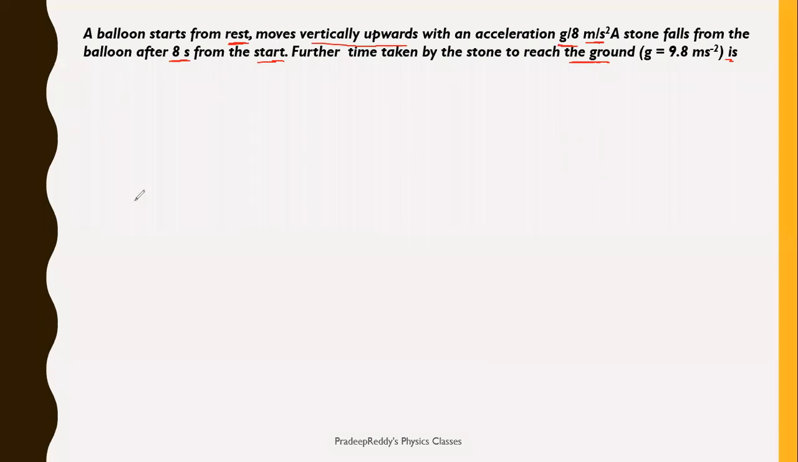A balloon starts from rest. Say like this is a balloon. Right? This is a balloon. It is starting from rest. Its initial velocity u is equal to 0. And this is moving vertically upward with an acceleration g by 8 meter per second square. Right? Now it has some acceleration upward, and that is g dash, which is equal to g by 8 meter per second square. That is the acceleration of the body.